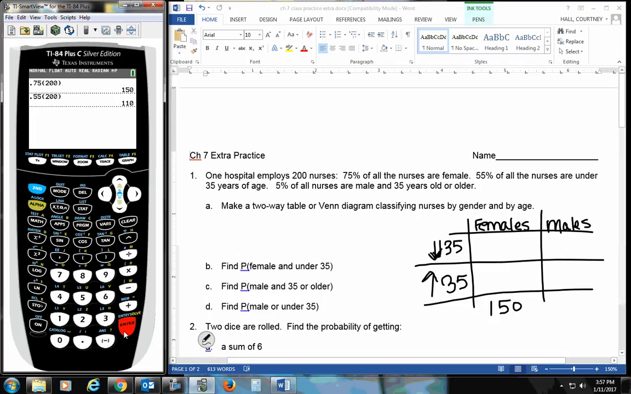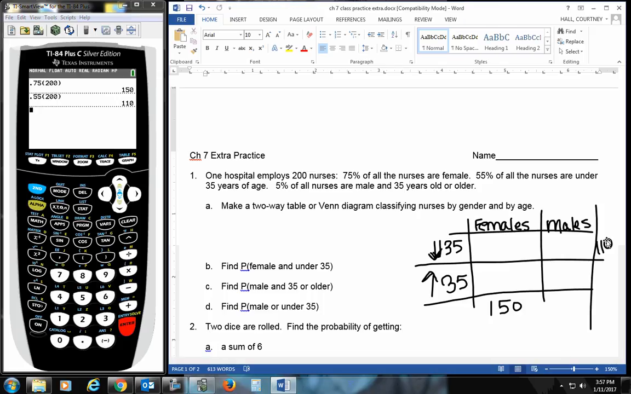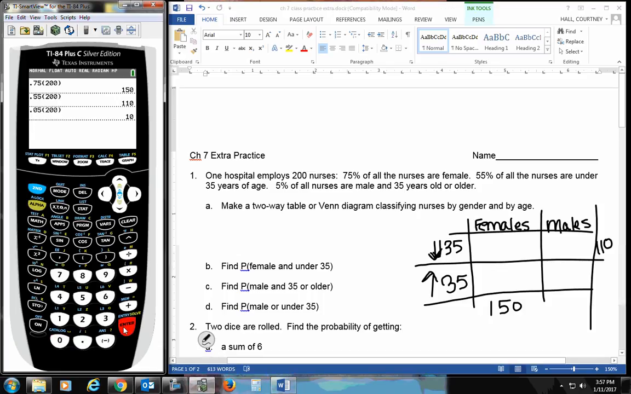So under 35 is going to go over here. It's going to be on the row. And again, that's 110 for the total on that one. 5% of all nurses are male and 35 years or older. So I'm going to do 0.05, representing the 5%, times the 200. And so that's 10 people fall into that category. So they're going to be male and 35 or older. And there's 10 of them, so that's going to go here.